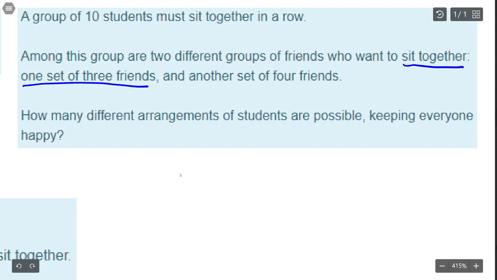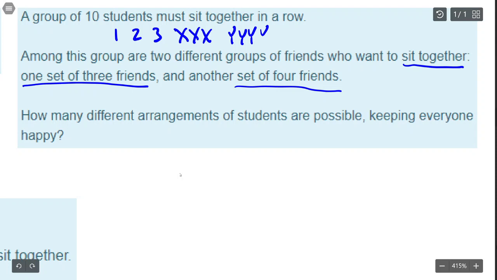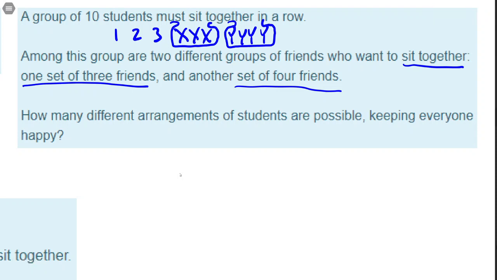One set of 3 friends, and another set of 4 friends. Okay, so basically you need to think about it this way. We've got students 1, 2, and 3 who have no friends, I guess. We've got one set of 3 friends, and then another set of 4 friends, and those are your 10 possibilities. Now, the way that I like to think of these is as being in a bag together, right? So there's a bag of all of the X's and a bag of all of the Y's. Those 2 groups of friends are going to sit together.